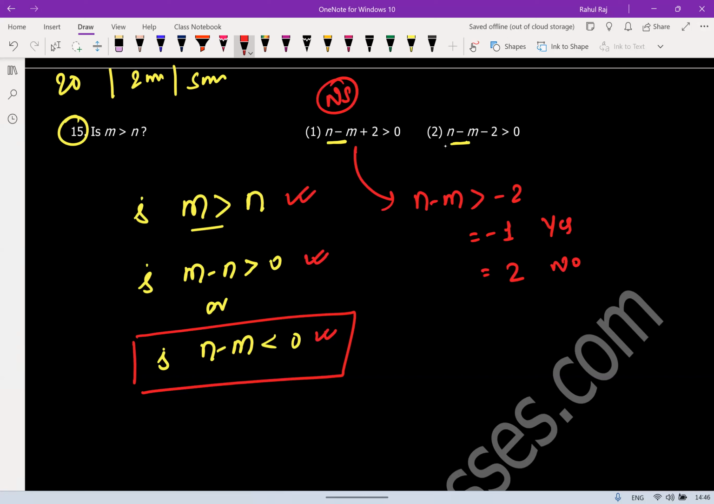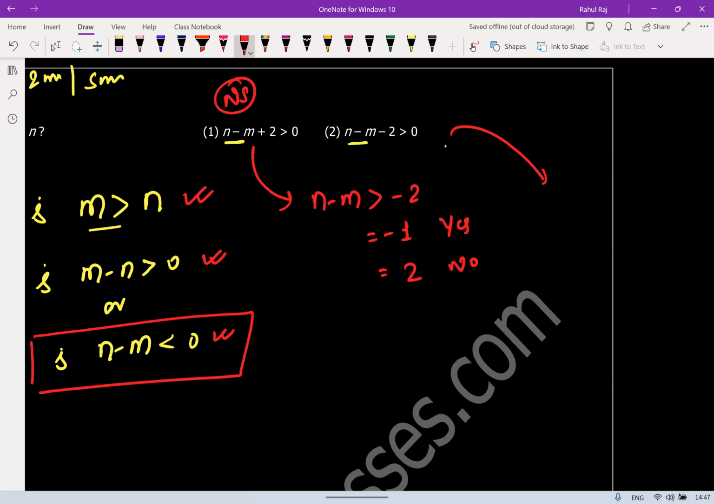Is it clear? Any problem here? Now option number 2 says that N minus M is greater than 2. If N minus M is greater than 2, N minus M will never be less than 0. So it's a confirm no answer. Am I right? Varsha, is this clear? Any problem here? Zaina, any problem?